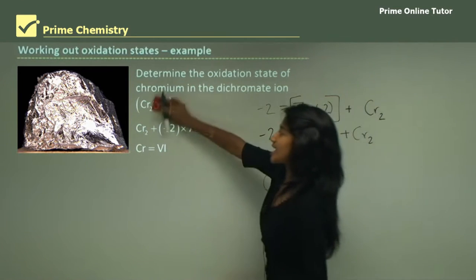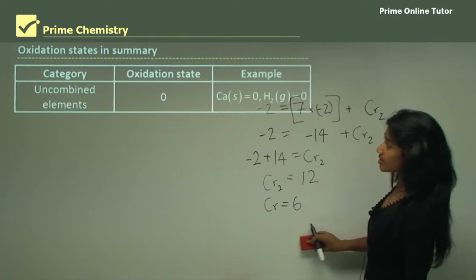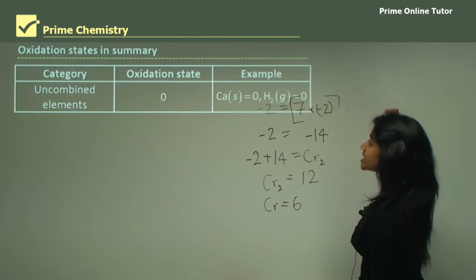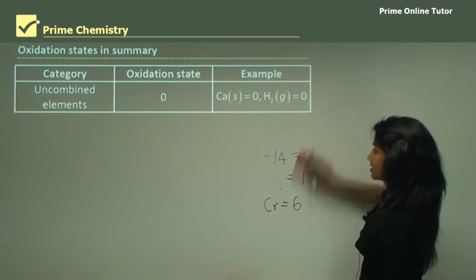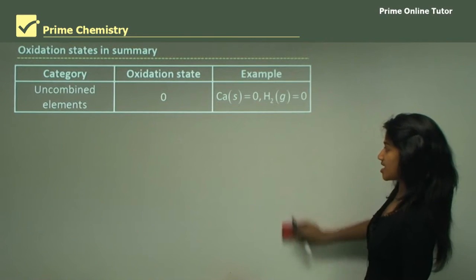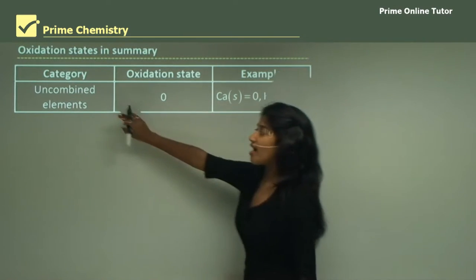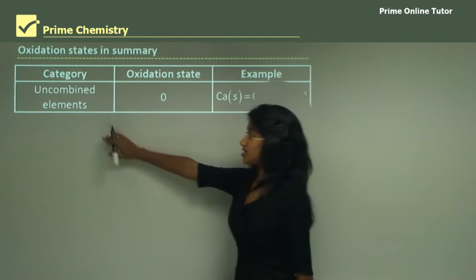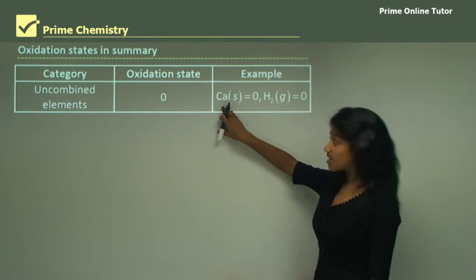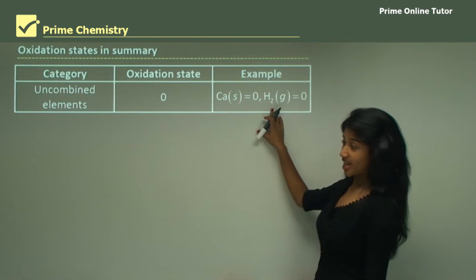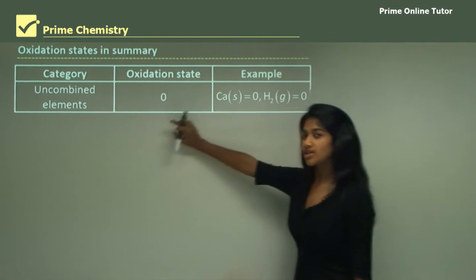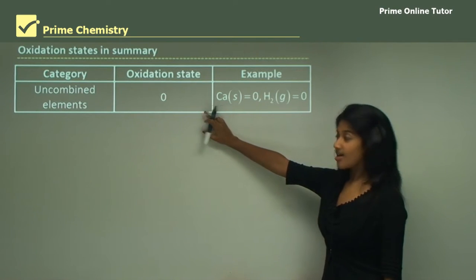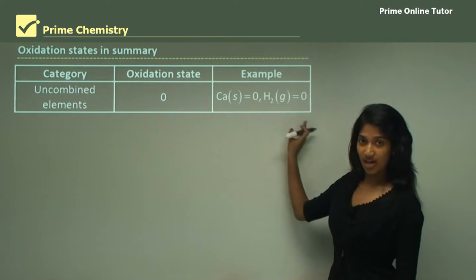Now moving on to the next part, the oxidation states in a summary. Because this was a very overwhelming lesson, we'll just summarize what we learned. We learned that there are uncombined elements, and these are something like calcium or hydrogen gas like here. All the uncombined elements would have an oxidation state of 0. And as you can see, here are some examples.